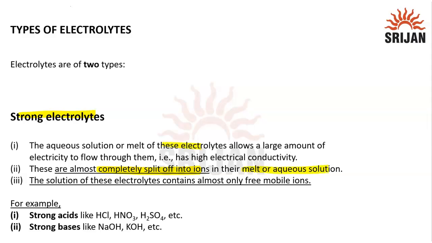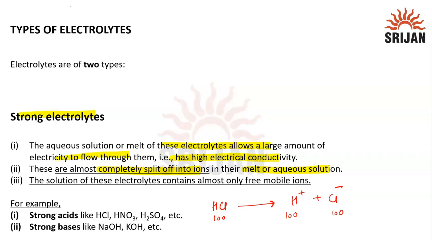The aqueous solution or melt of these electrolytes allows a large amount of current to flow through them, that is, they have high electrical conductivity. So suppose we have an electrolyte which is HCl. Initially, I have taken 100 molecules of HCl, and as I dissolve it into water, it will completely get dissociated into H positive and Cl negative. So all the 100 molecules will be dissociated into H positive and Cl negative ions. So they will completely split off.